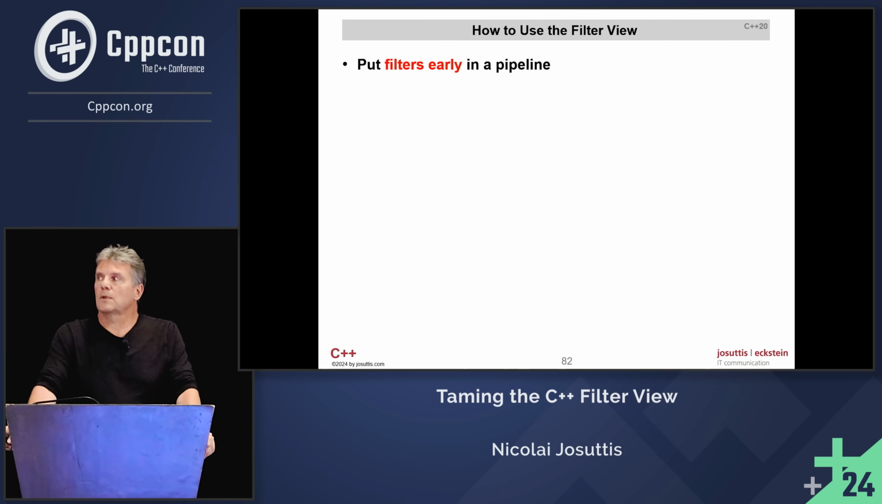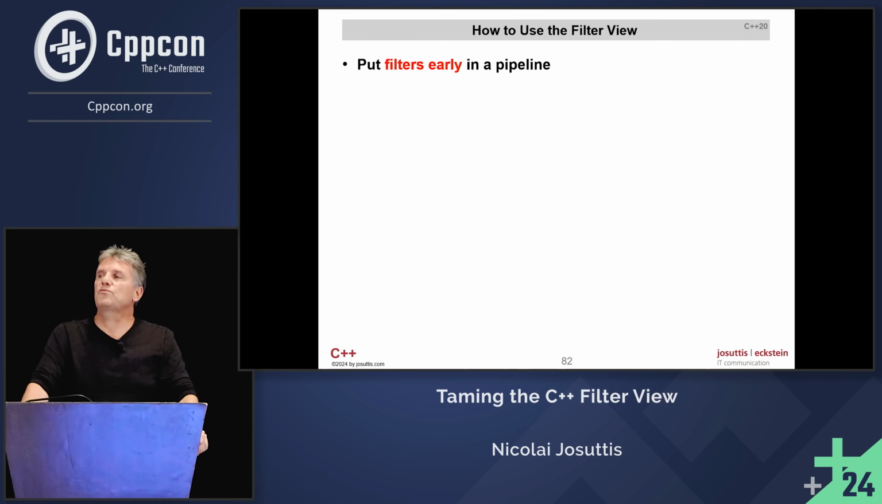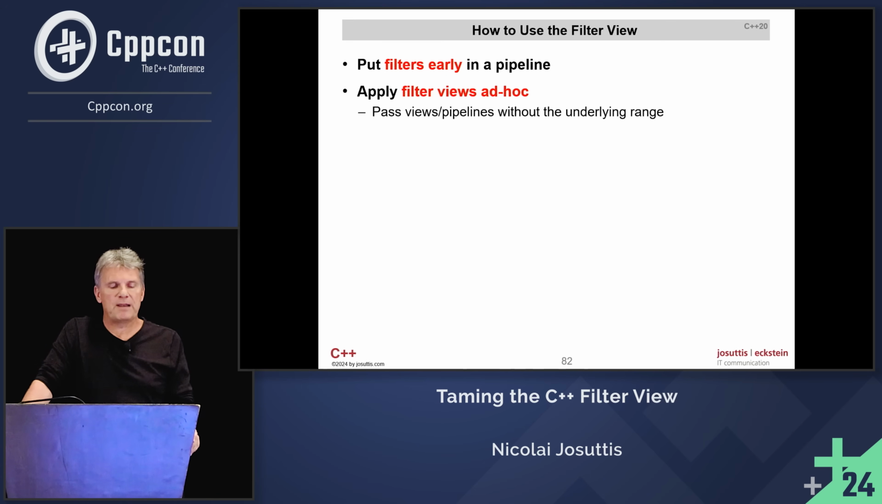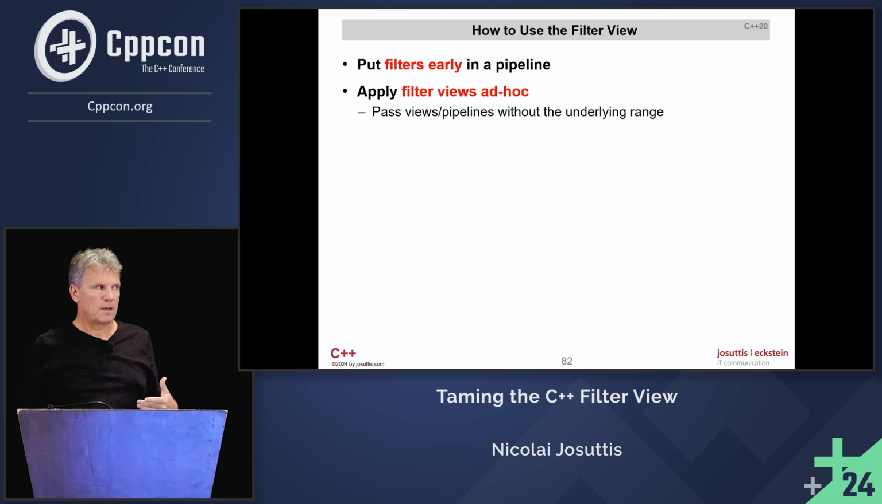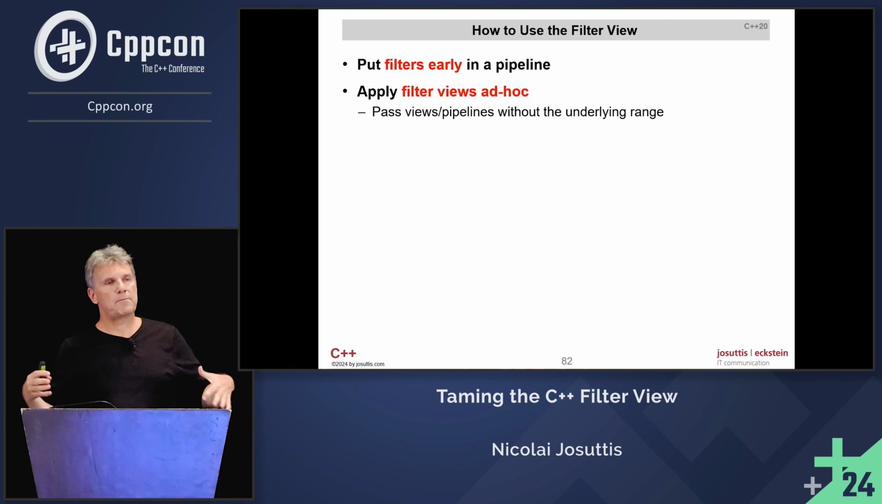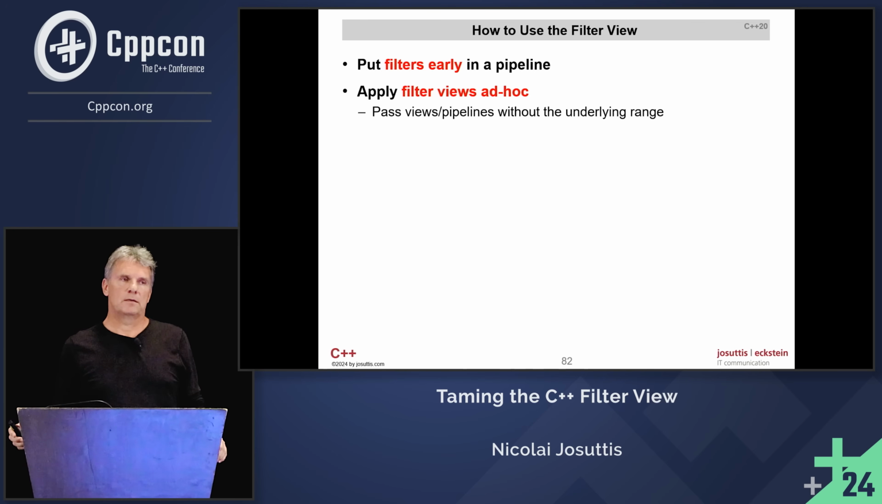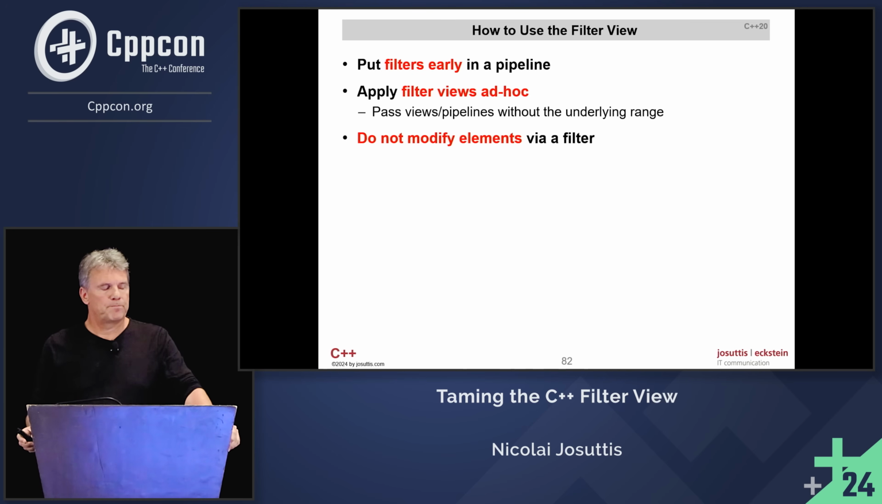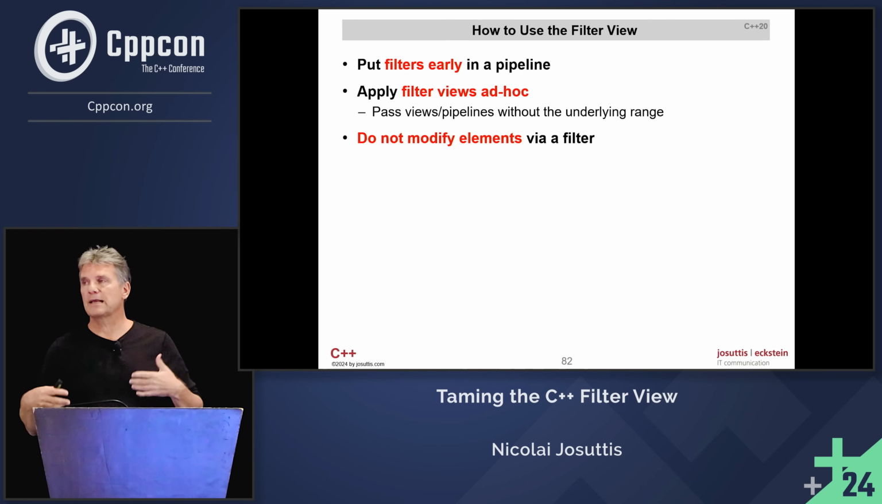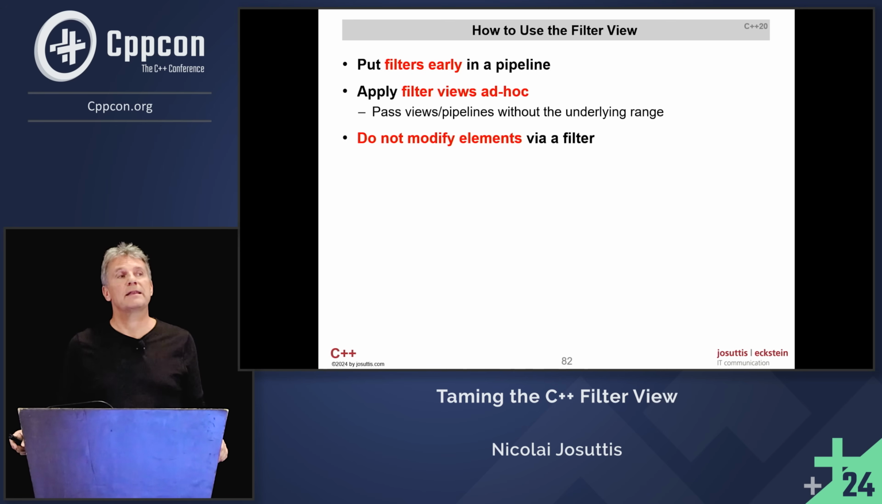So what are the consequences? So how do you tame the filter view? Put filters early in the pipeline. We learned that at the beginning. Apply filter views ad hoc, which means don't pass a filter view or pipeline with the underlying range. Bring them together at the last moment. So part of everything behind the source, the pipeline can be specified. And you saw that it can even be passed by const reference.